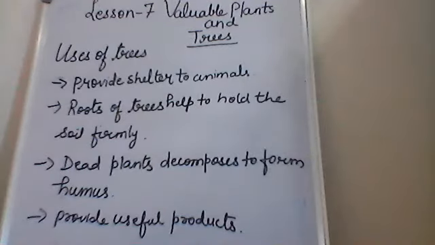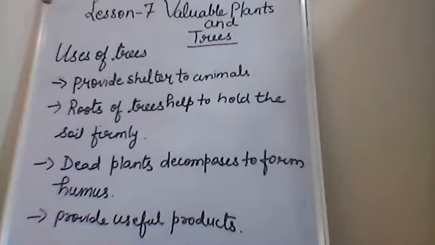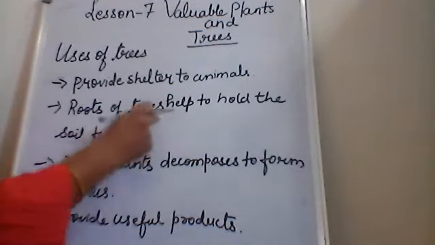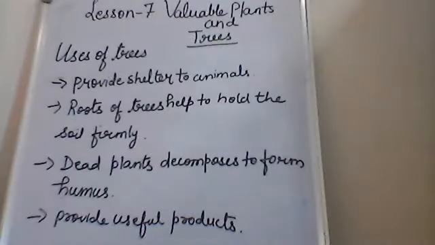So children, now we are going to understand about uses of trees. As you all know, trees are useful to us in many ways. They provide shelter to animals, birds and insects. We get oxygen from plants. Apart from this, many people use trees as their home. And the roots of trees help to hold the soil firmly, meaning tightly, so that trees will not fall.